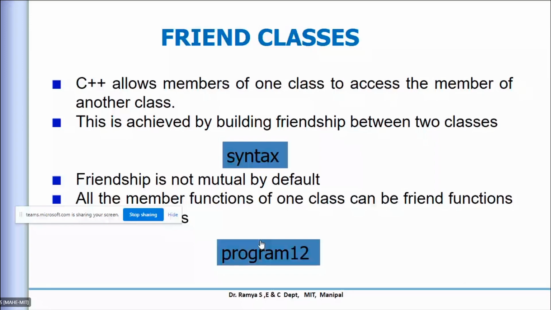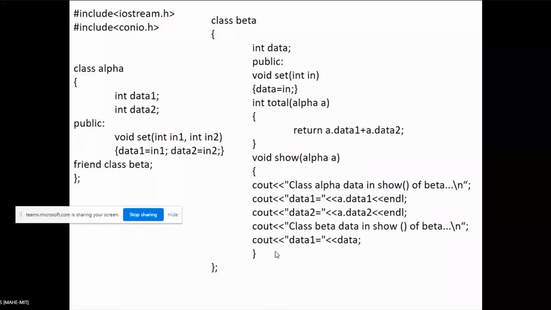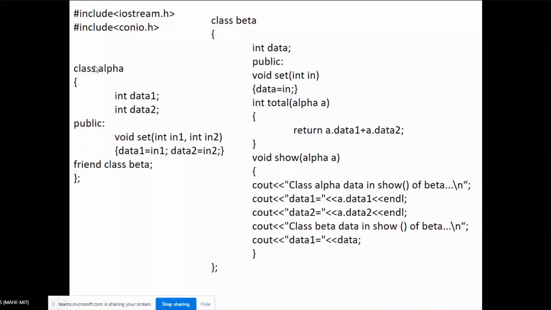Now in this case, there is a class called alpha. There are two data members, data 1 and data 2, and in this case I'm setting the data, whatever value we have set. Now observe this friend, this alpha is also a friend of beta. That is what we are trying to say. Now how is beta? Beta has only one data. Remember, alpha has two integer values, but beta has only one integer value.